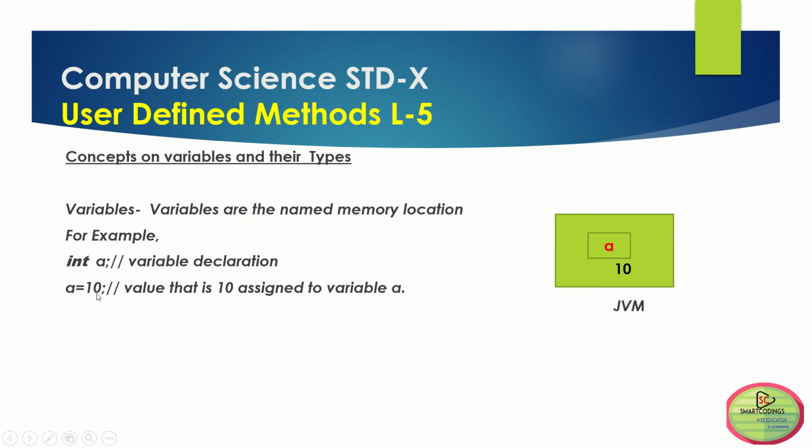Whenever this statement is processed in the JVM, memory space will be allocated having a name called a, and it has a value 10. Whenever this line is processed, the JVM will allocate some space in the computer memory having a name, suppose a, and it has a value 10. This is what a variable is and how it internally works inside memory or the JVM. So this is clear. Let's proceed to the next slide.